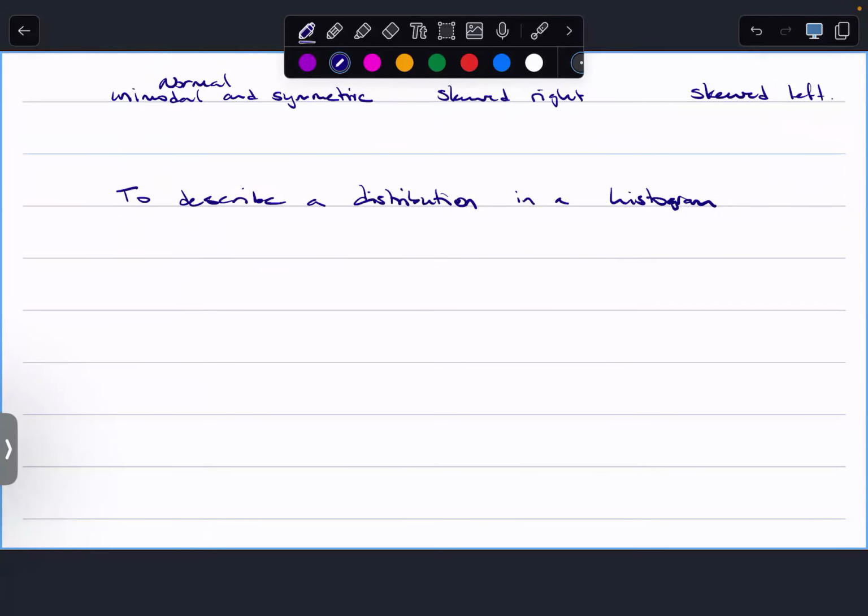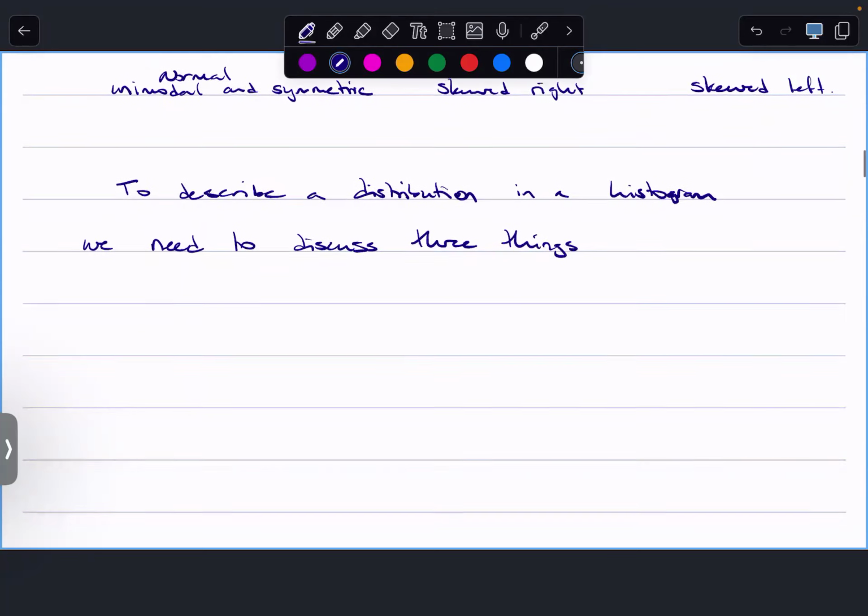So to describe a distribution in a histogram, we need to discuss three things. It's always really painful when I give you a question that's worth 1.5 marks, half a mark each, and I ask you to describe this distribution. That's a really easy question, but then you only talk about one of the things, so I can only give you half a mark. First is the shape. Second is the center. And the third is the spread.